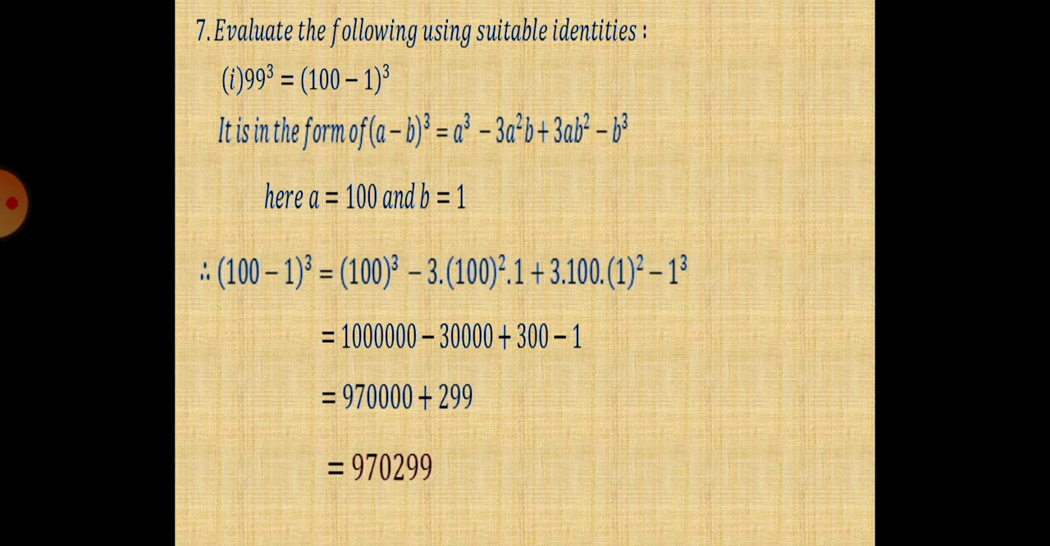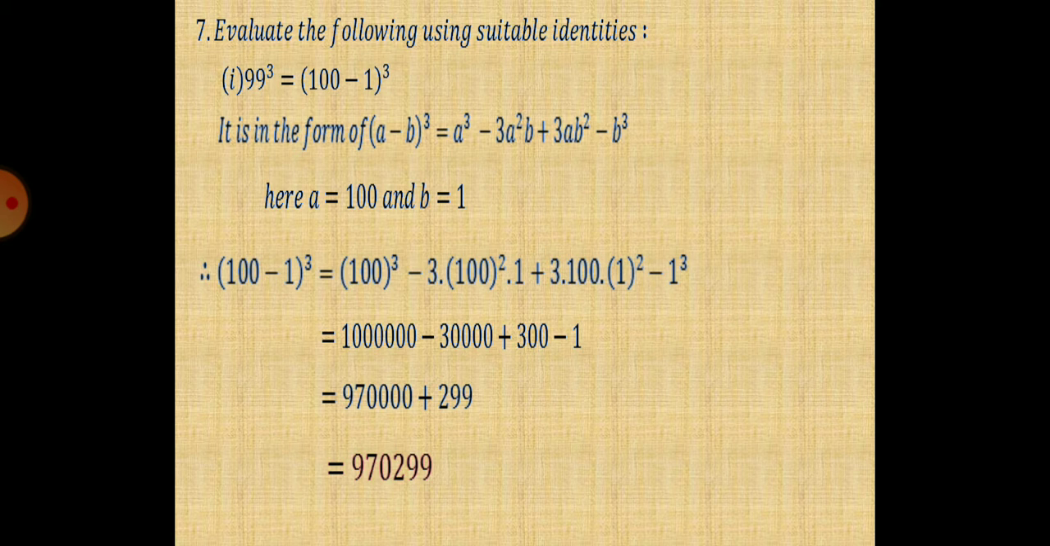And so 99 whole cube we are writing as 100 minus 1 whole cube. It is in the form of a minus b whole cube is equal to a cube minus 3a square b plus 3ab square minus b cube. So we understand a is equal to 100 and b is equal to 1. So everywhere in LHS and RHS, let us substitute the value of a as 100 and b as 1. So we can get the product of 99 multiplied 3 times.